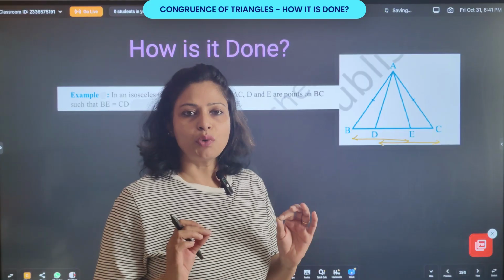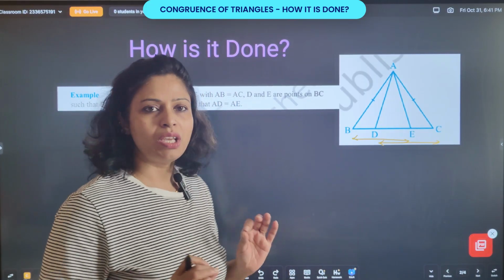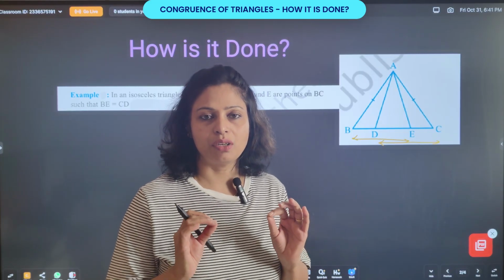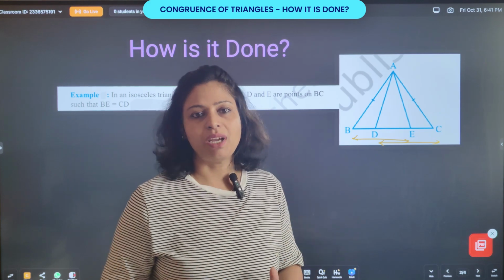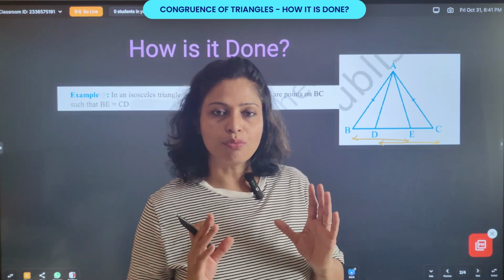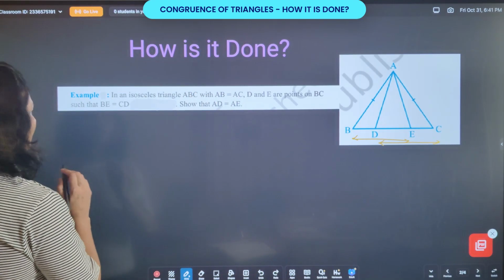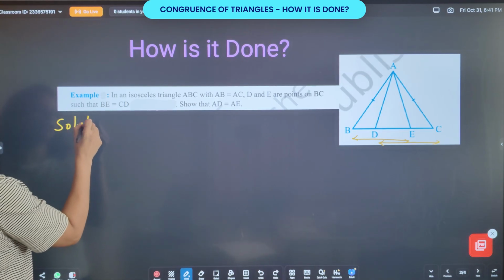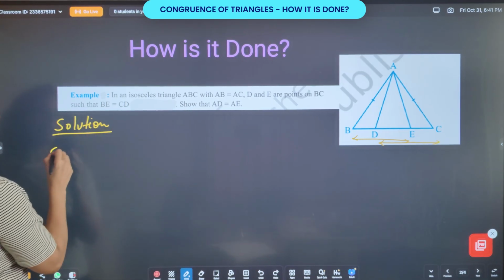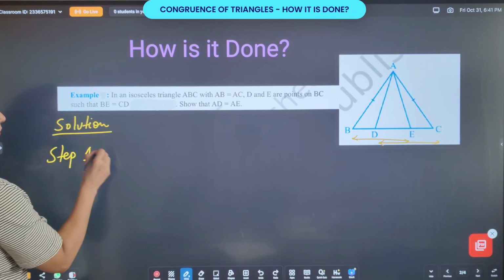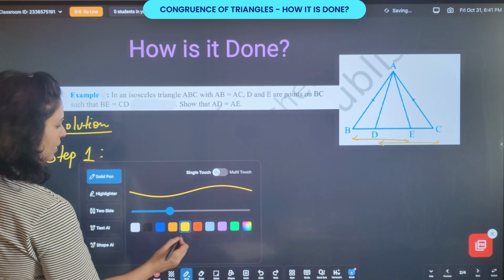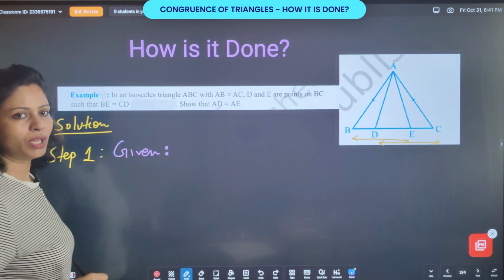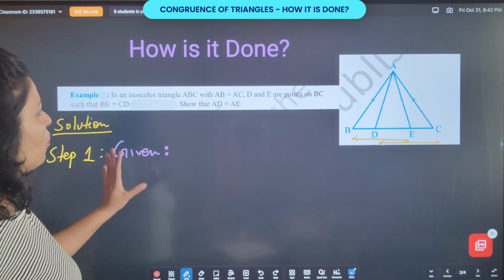Now this is a proving question in triangles. How do we solve this kind of question in a step-by-step manner? That is very important, and it will fetch you good marks in the exam. So first, when you write the solution, our step 1 should always be to write what is given. When you read the question, you will understand what is given.